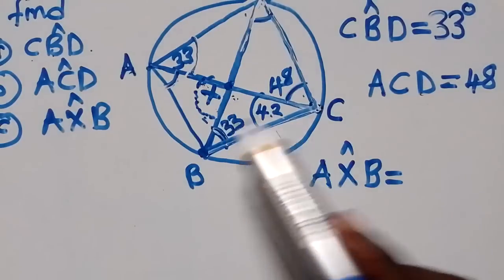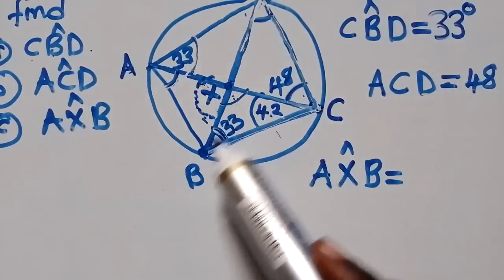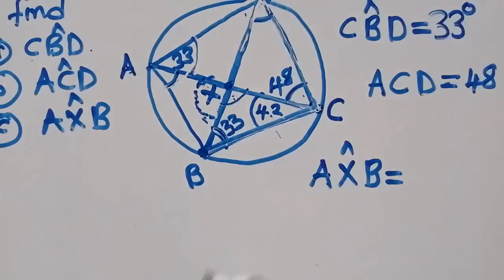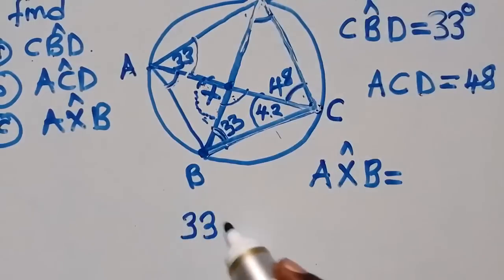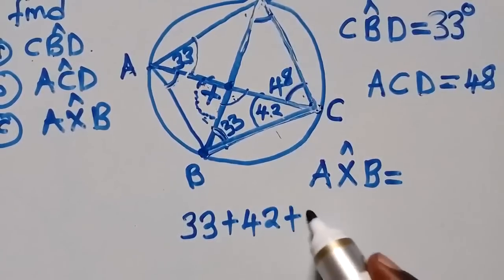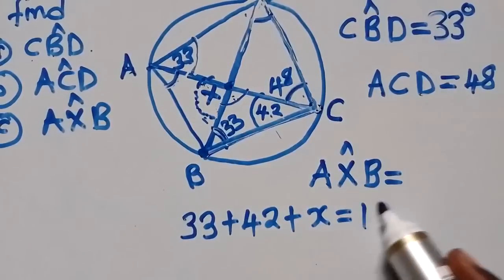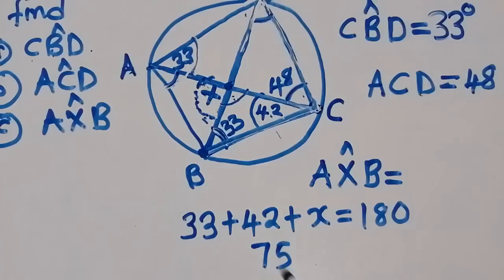Since this is a triangle, it's very easy to find the angle that is there. Again, you know that angles inside the triangle add up to 180. So what you are going to do is say 33 plus 42, plus the x there which you want, should be equal to 180. When you add these two, what will be your answer? Your answer will be 75.